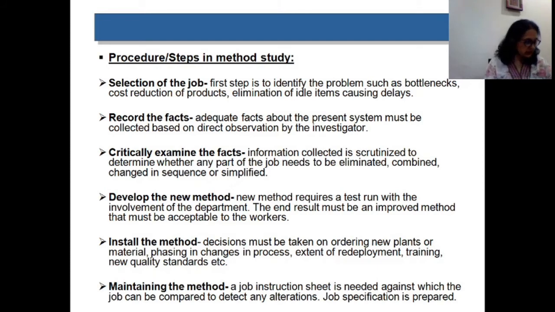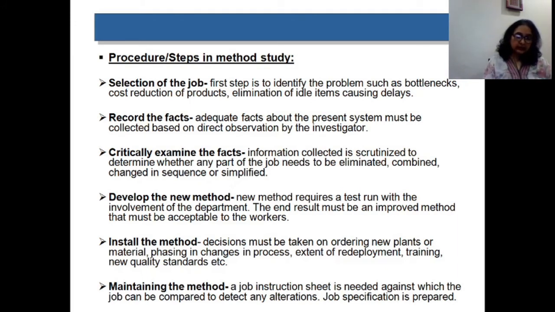Then the next is install the method. That is, when installing the new method, decisions regarding ordering of new plants or machinery or material have to be taken. Then phasing in changes in a process again has to be decided. Then the extent of redeployment, training, new documentation, procedures, new quality standards. So such decisions have to be taken.